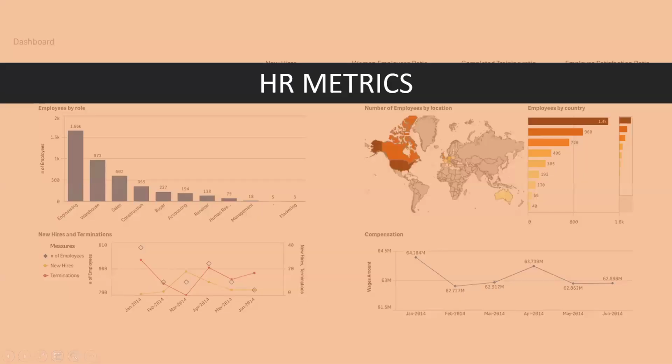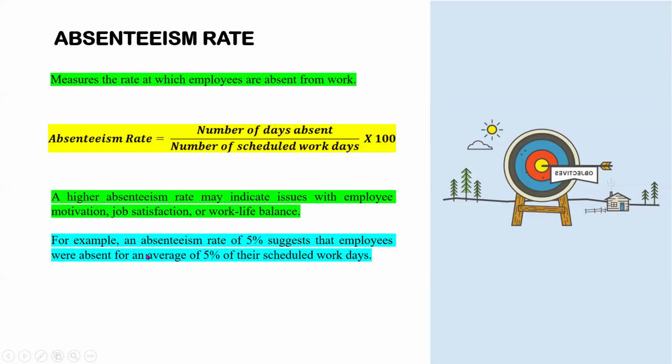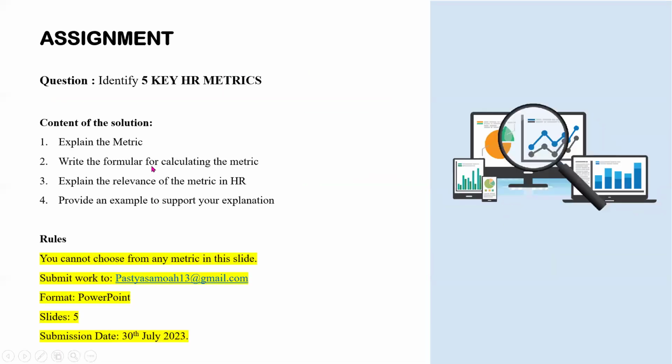So if we come to this point, I think I have something like that, okay? This is the metric, the definition, the formula. If it is very low, this is what it means. But if it is high, this is what it means. Then you give me an example of that. So that is what this assignment is all about. So these are the rules. You cannot choose from any metrics in this slide.